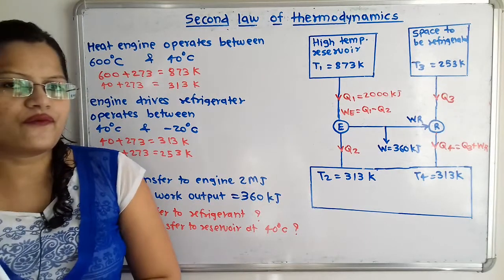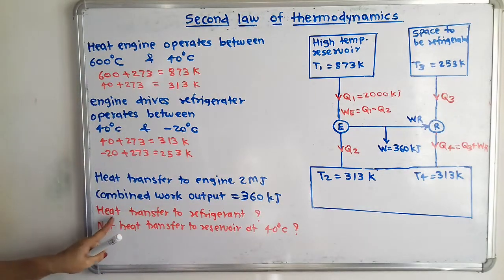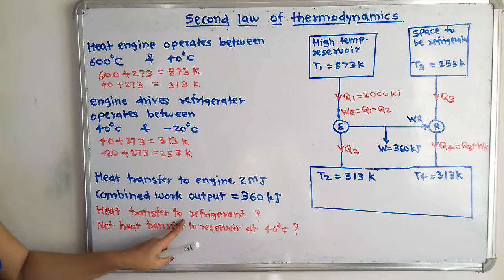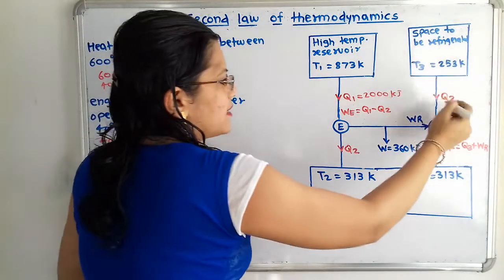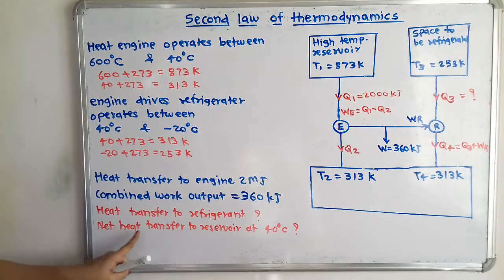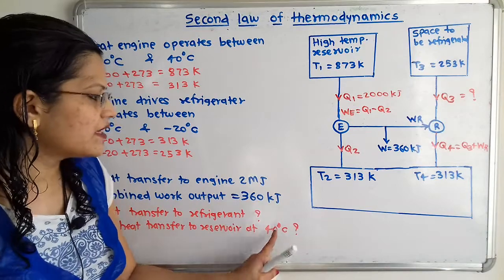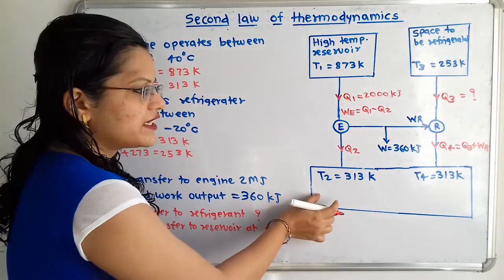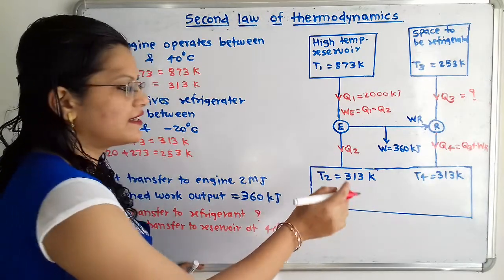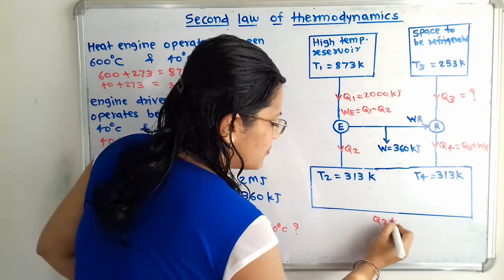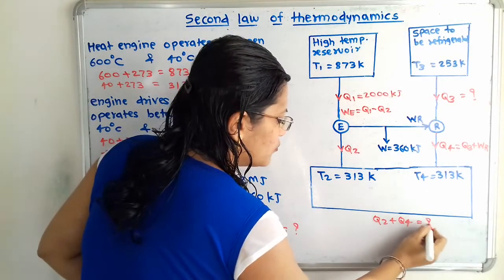And what we have to find out? We have to find out the heat transfer to the refrigerant, that is Q3, and we have to find out the net heat transfer to the reservoir at 40 degrees Celsius. So this is the reservoir at 40 degrees Celsius, and the net heat transfer is Q2 plus Q4, that we have to calculate.